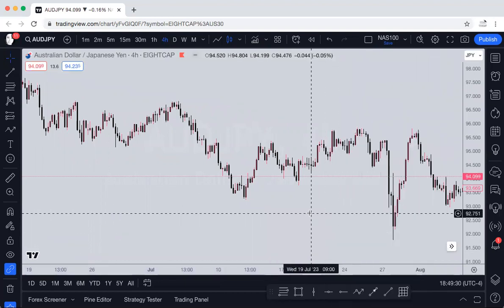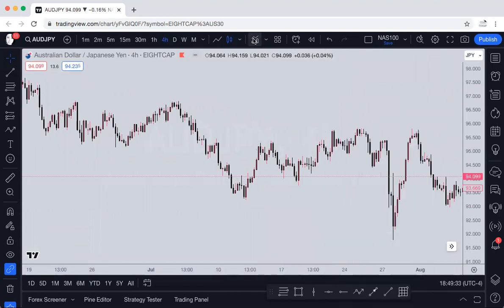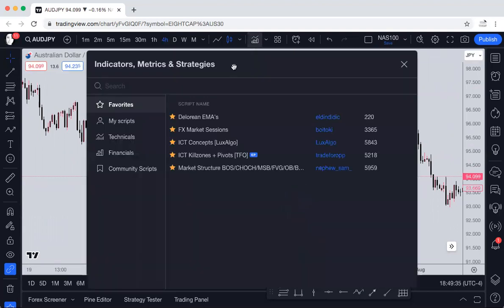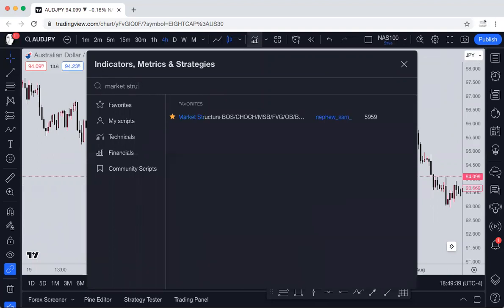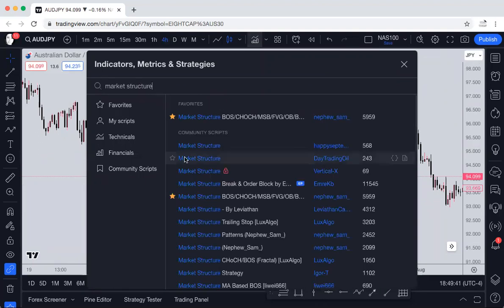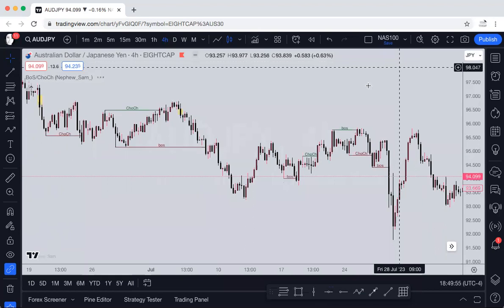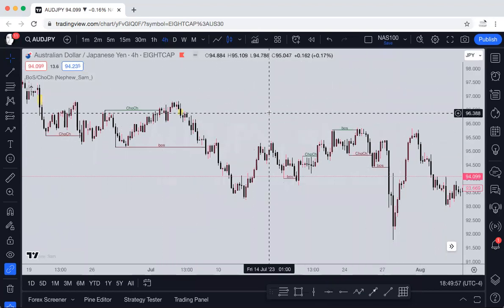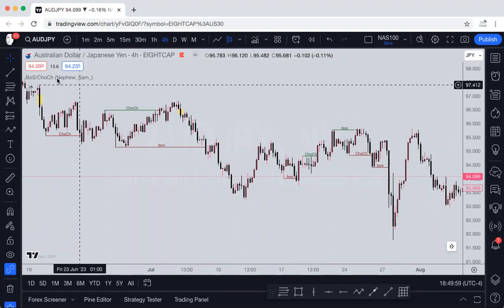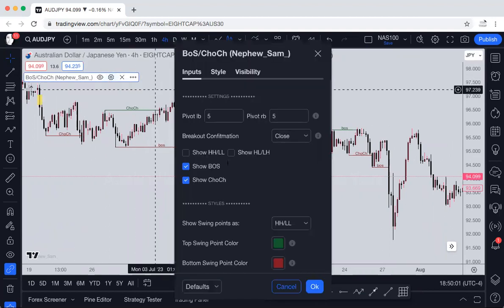Okay, so there is an indicator that can help you see these. If you go to indicators and you type in market structure, and it's this one here, so like 1, 2, 3, 4, 5 down by Nephew Sam. Break of structure, change of character. Okay, so if I click that, you see it pop up on my screen. Okay, and it's showing you, let's go to the settings.